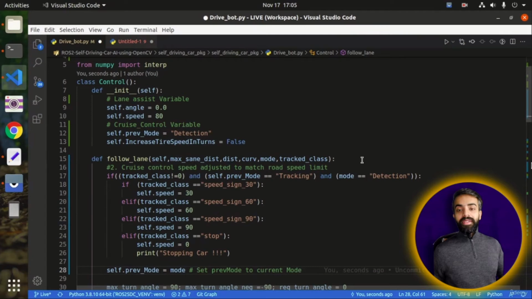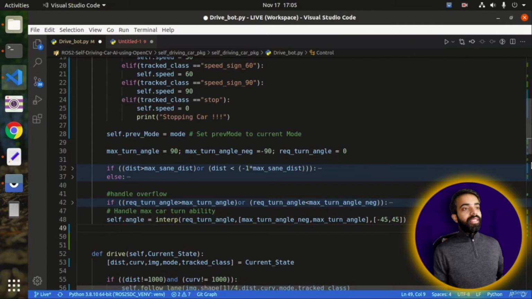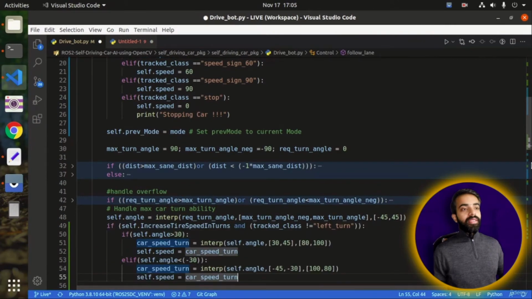For the final step of the cruise control feature, after we have extracted the angle of the car, we simply adjust the speed of the car in turns to overcome inertia. The idea is, the sharper the turn, the higher the speed should be. This completes the cruise control feature, and now we can simply build the project and analyze the results.